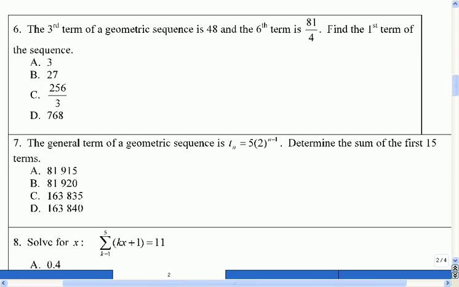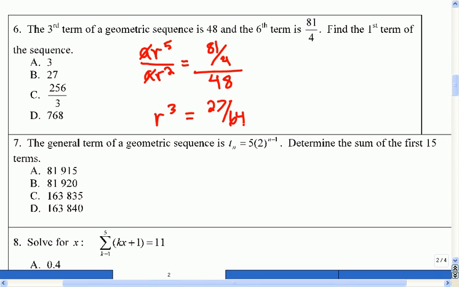Okay, the third term in a geometric sequence is 48. The sixth term is 81 over 4. Find the first term. So to work on this one, the strategy we had talked about was to make a fraction. So term number 6 is 81 over 4, and term number 3 is 48. So if I simplify this out, that means r cubed is going to be 27 over 64. So r must be equal to 3/4.